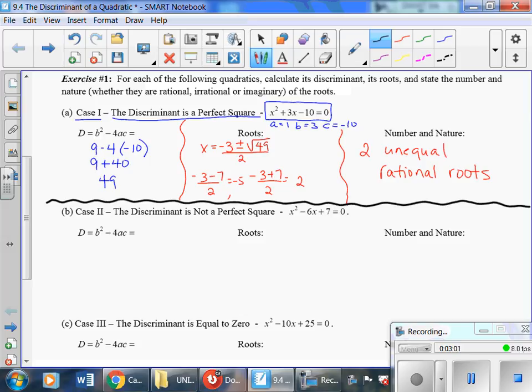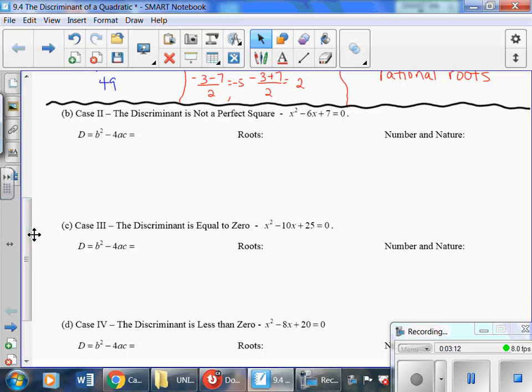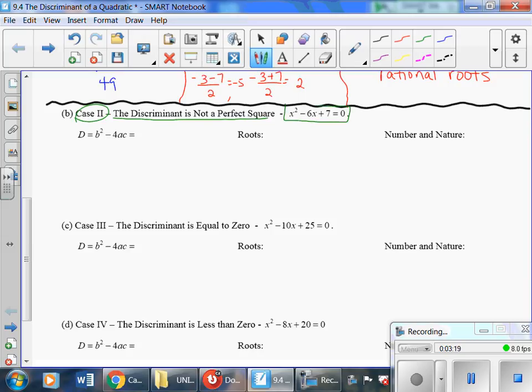The second case, remember, if I'm going too fast, you just pause the video before I continue. So the second case, the discriminant is not a perfect square. So case 2, the discriminant is not a perfect square, and this is the example we're going to use. So the first thing we're going to do is determine what the discriminant is.